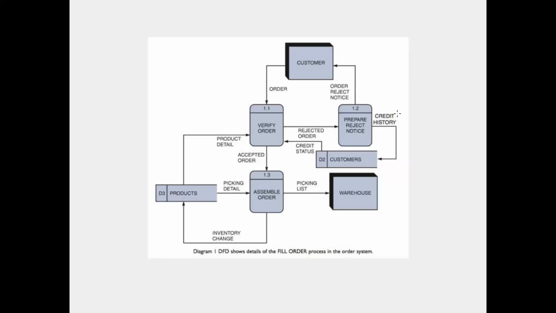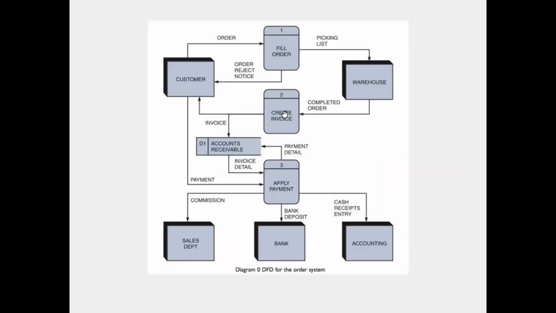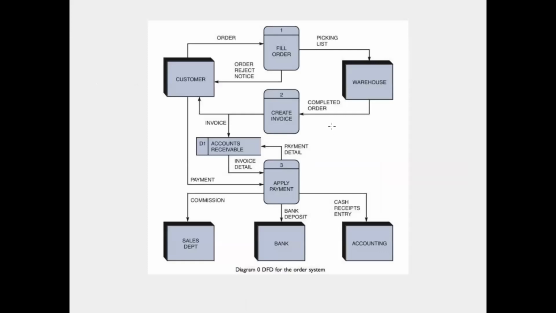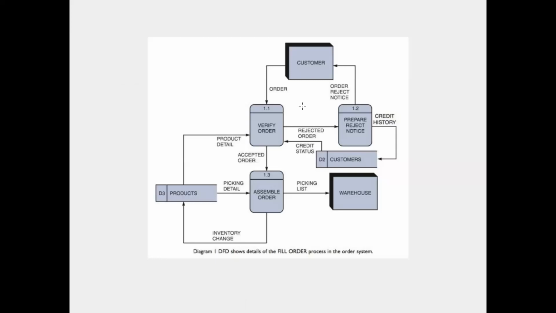So this is another step. From one, we have fill order. If you are going to go into more details about this, this is how it might look. Earlier we had fill order. Fill order has three parts. First, you have to verify the order, prepare reject notice, and assemble order. So this is one of the ways you can expand.